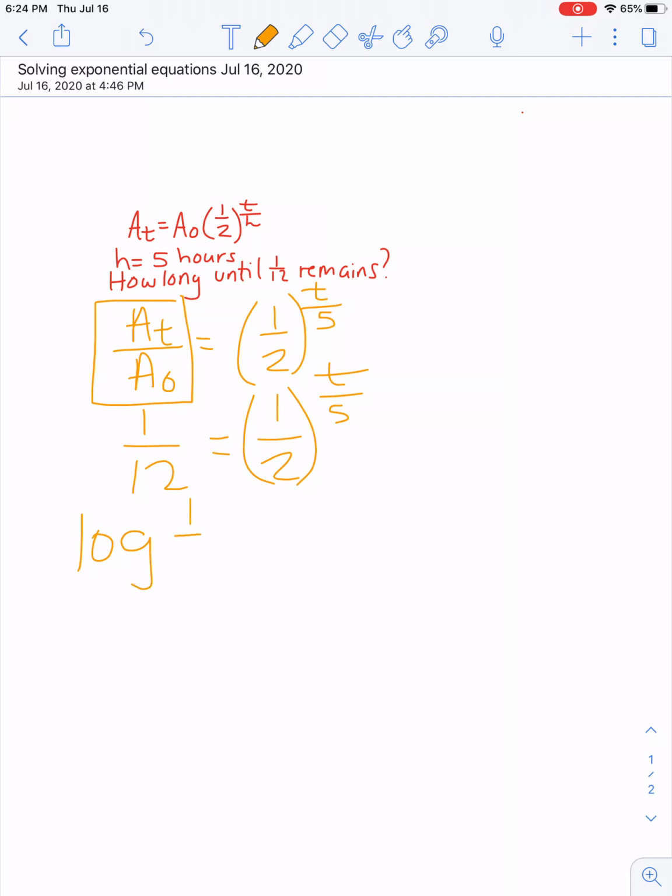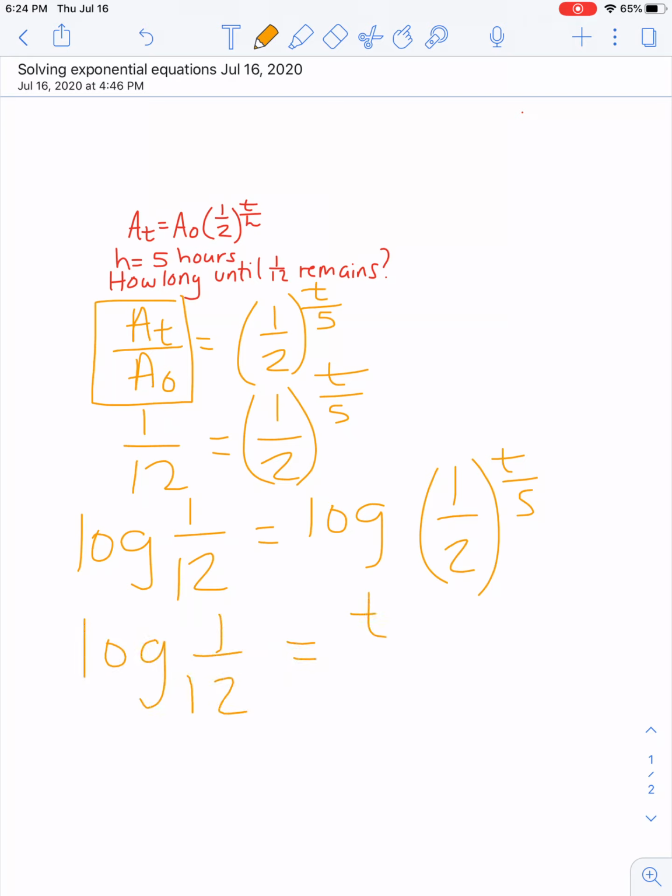So I can do log of 1/12 equals log of (1/2)^(t/5). Using our power rule, we can bring the t over 5 out front of log of 1/2. I can divide both sides by log of 1/2.